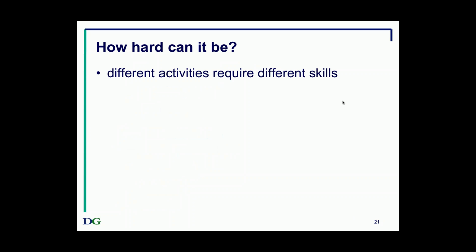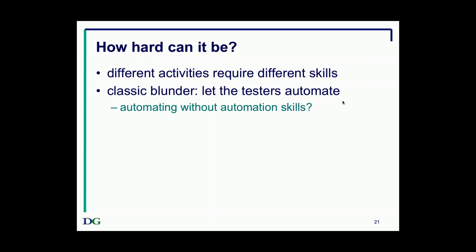The classic blunder is just giving the tool to the testers and expecting them to get on with it. Just let the testers do the automation. This is one of the problems with calling them testing tools. You think, testing tools, testers do it. But in fact, they're not. If you do that, you may well have people trying to write the automation without automation skills, which are, in fact, programming skills.